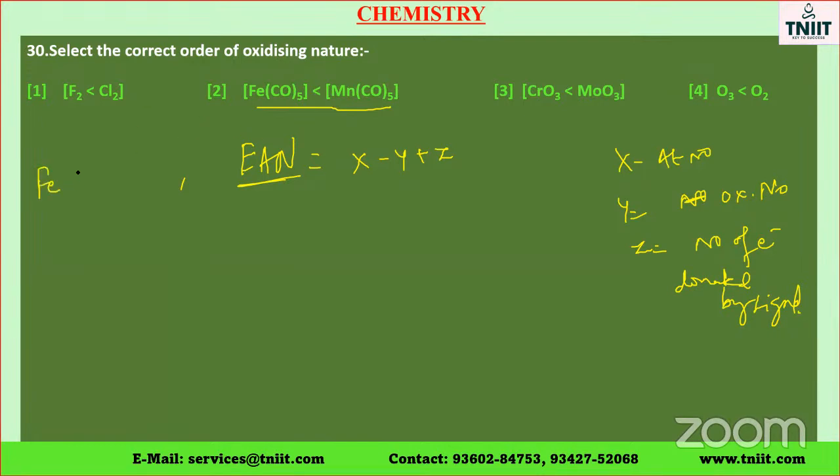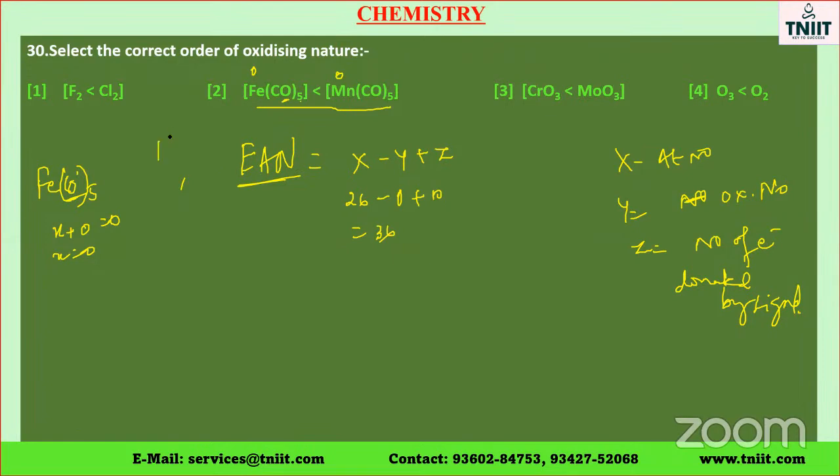In the case of [Fe(CO)5], as a whole, the charge is 0. Carbonyl is a neutral ligand. Charge is 0, and so the oxidation state of iron is 0. Similarly, the oxidation state of manganese is 0. Now, if you calculate the EAN of this complex, iron's atomic number is 26, oxidation number is 0. Each ligand donates 2 electrons, 2 into 5 is 10. So it will be 36.